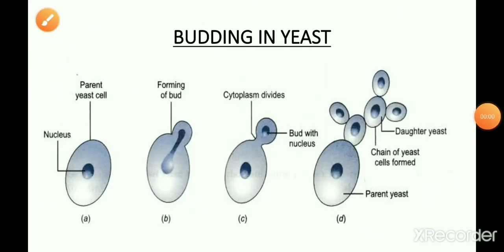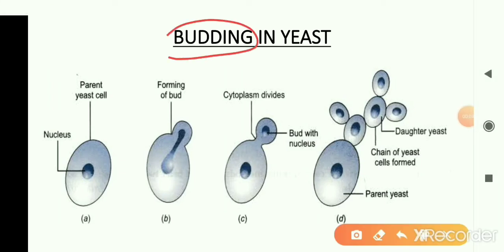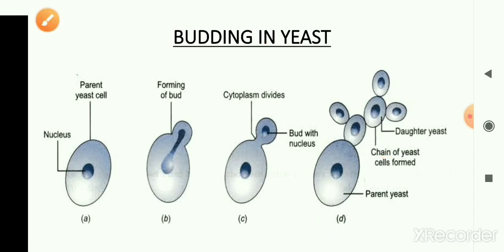And yeast, a unicellular fungus, also multiplies by the process of budding. If you take yeast in sugar solution and leave it for some time, you'll find that the yeast cells, because they get nutrients, start multiplying and grow in number. If you take a small drop of it under a microscope, you'll find many buds attached to the parent cell. Let's see how this process occurs.